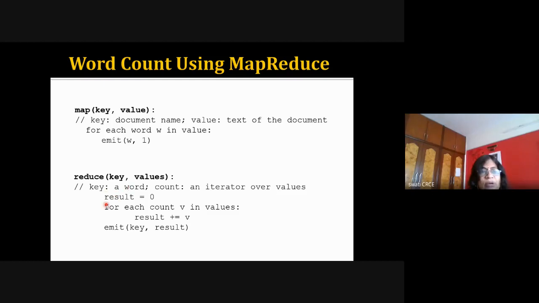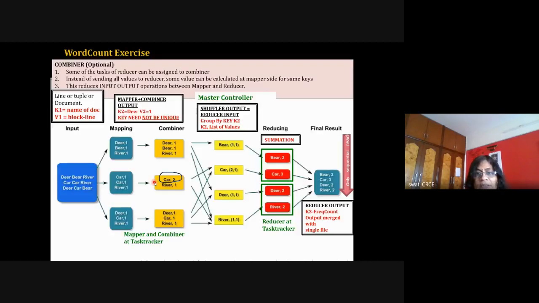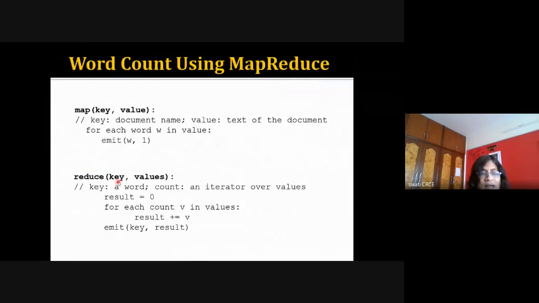Now reducer, what is the reducer doing? So the programmer is going to write only this much. So reducer will take the word and the list of values. See the example before, like here, this reducer is taking this key as car, and it is having a list of values. So it can be a list. So reducer will take the key, and the value is the list of values.